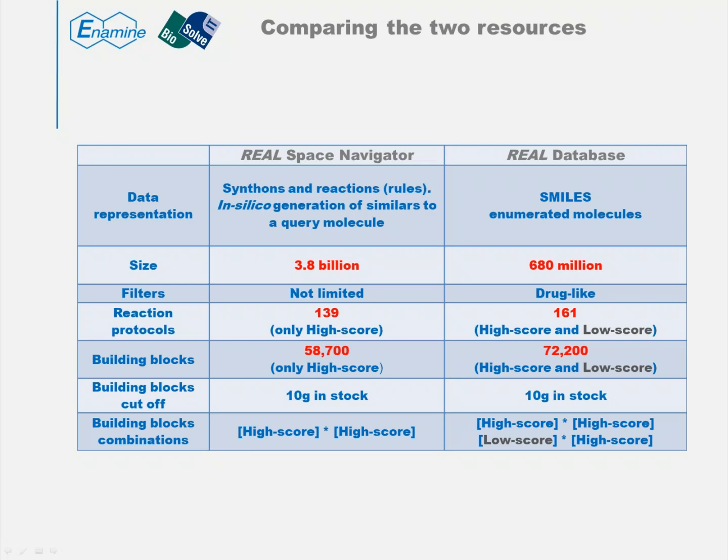Both are based only on in-stock building blocks that are over 10 grams in stock. That means that, for example, if you come to us in a few months and order compounds based on the building block, you can still be sure that we're able to synthesize the compounds because we have the building blocks in stock. As for the compounds included in both Real Database and Real Space Navigator, we have building block combinations that are high score for the Navigator, and high score and low score for the Real Database.